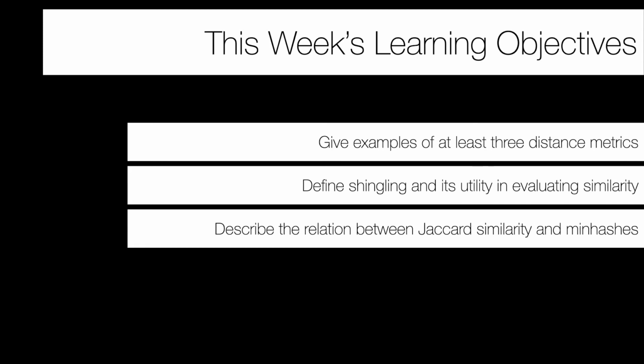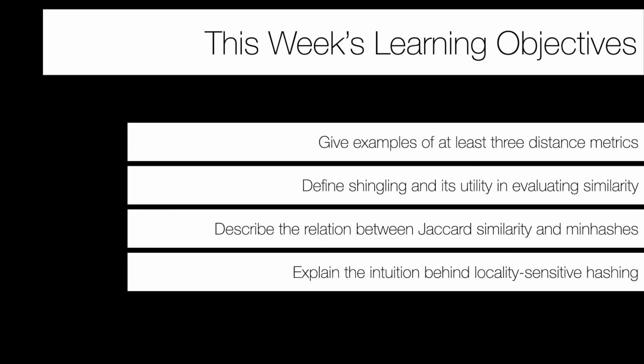Then what I want to do is talk about the relationship between Jaccard similarity, which is one of the major similarity metrics we use when evaluating similarity between sets, and min-hash. The min-hash approach, as I mentioned in the exercise a second ago, is a way to calculate or estimate Jaccard similarity without having to store the full set of features for a particular piece of data. And then I want to explain the intuition behind locality-sensitive hashing. So why am I having you explore these bottom two points?